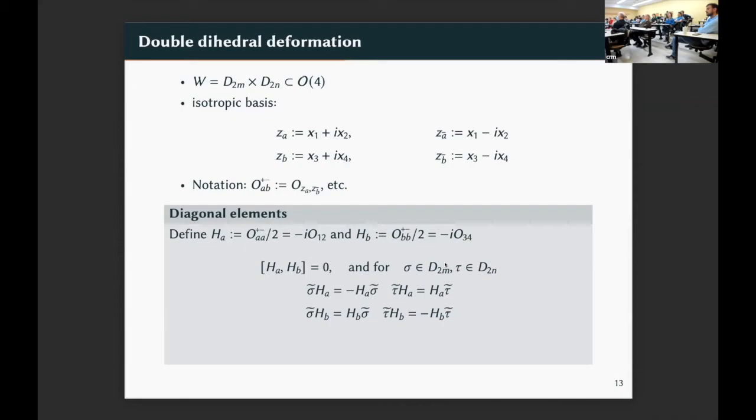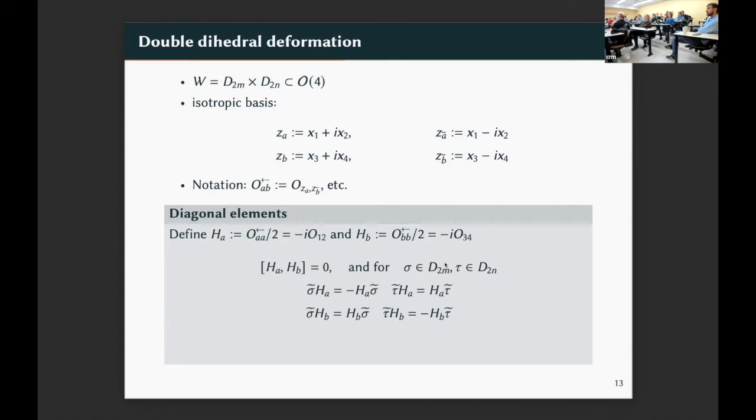There are some special elements that I will use that only work for the diagonals, and that is why this diagonal case is interesting. If I have HA, which is OA plus A minus over 2, and HB, OB plus B minus, what I have is that those HA, HB commute with each other, and the reflections for the first diagonals will anti-commute with the first HA and commute with the second, and similarly for the reflection of the second diagonals.